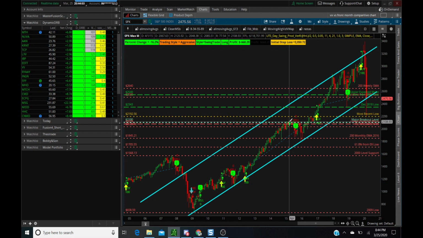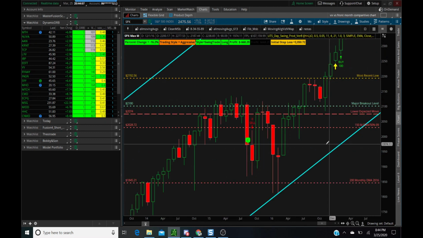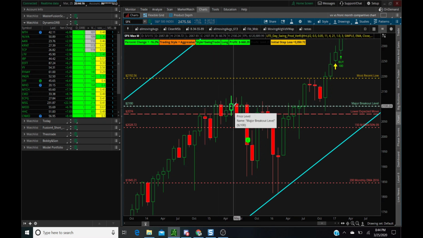Now, this is a level that I've marked here, which is called the major breakout level, and we'll take a look at this in a little bit of detail. This is a point where for almost 18 months the market consolidated and couldn't take out this level, call it roughly 2100, right?